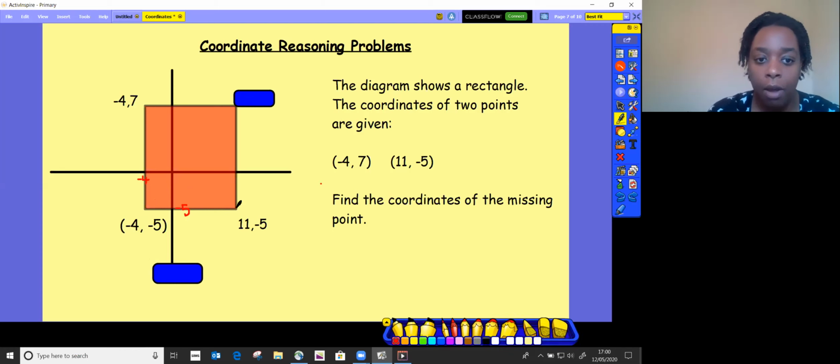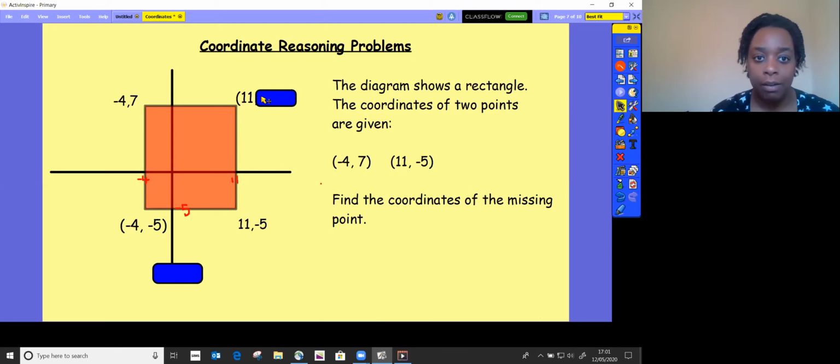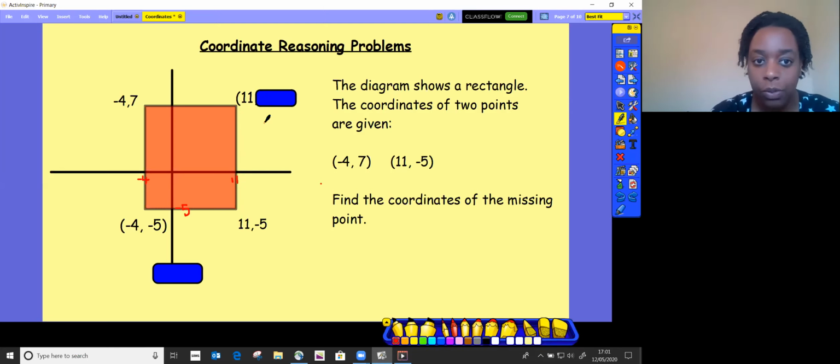Okay, so hopefully you saw that this coordinate down here is 11. The X coordinate is 11, which means right here is 11. So anything on this line is also going to be 11. So let's check that now. Perfect. And let's see about our Y coordinate.